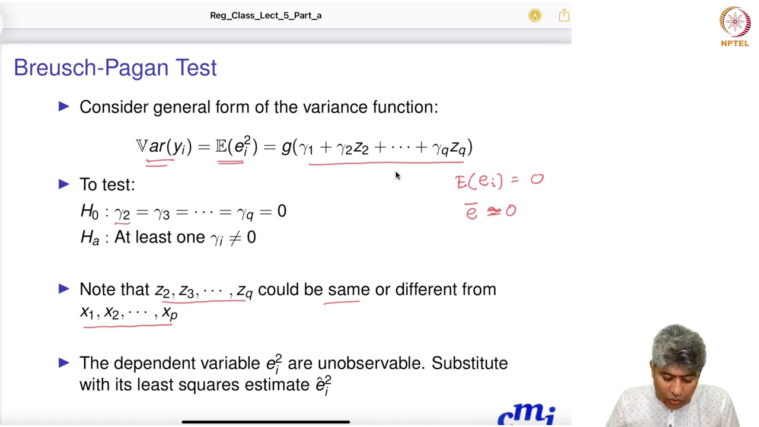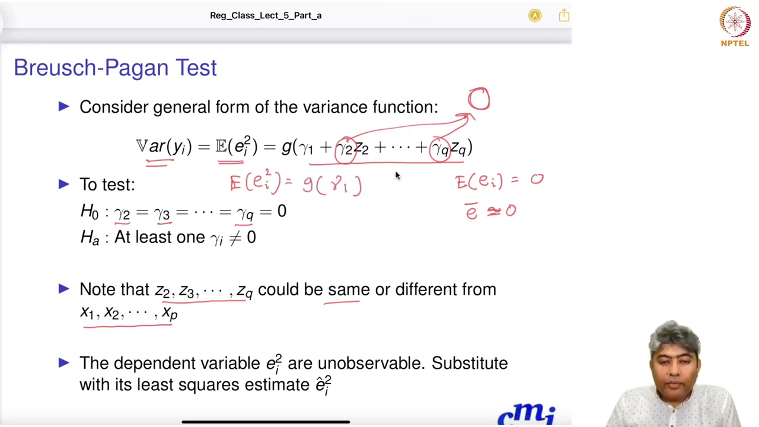Now, if all the gamma 2, gamma 3, ..., gamma q are 0, then what happens? Then the expected value of e_i^2 is equal to g of gamma 1, a constant, some sigma square. But if at least one gamma is non-zero, then it is not the same. So this is the test that we are going to do: gamma 2, gamma 3, ..., gamma q are all 0 versus at least one gamma i is not 0.